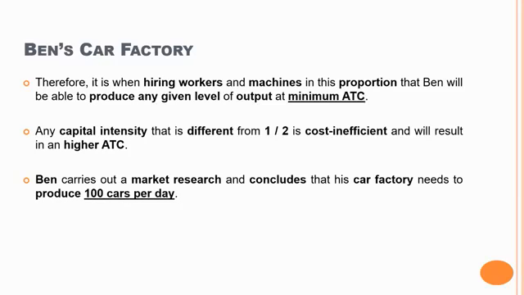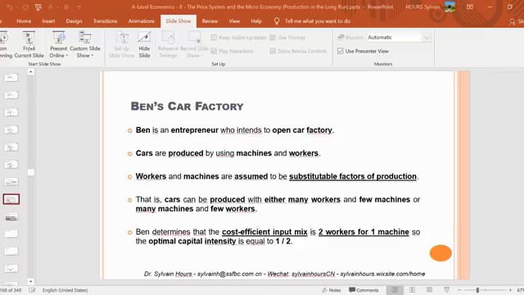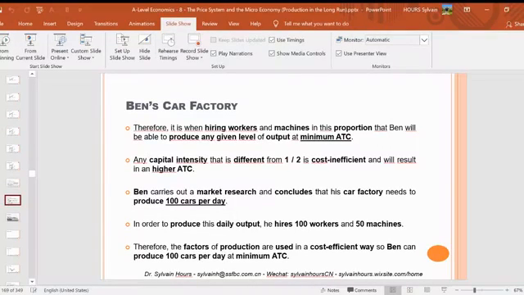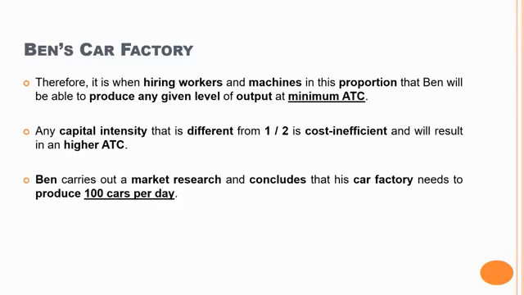Okay, so of course, Ben, our entrepreneur, he wants to open his factory. Before he does that, he does some market research, and he concludes that he will be able to produce 100 cars per day. Or to put it differently, it is when producing 100 cars per day that Ben will maximize his profit.